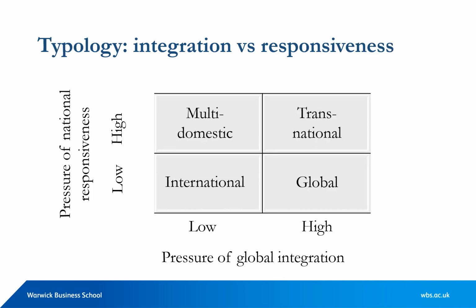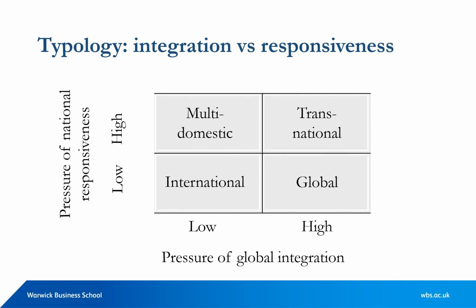In this slide, you can see a 2x2 matrix using the pressures of national responsiveness and global integration as axes. Multinational firms follow four types of strategy based on whether their subsidiaries are differentiated and locally adapted, as on y-axis, and whether they're integrated to parent firms' global operations, as on x-axis. When a firm scores low on both counts, it is following international strategy.